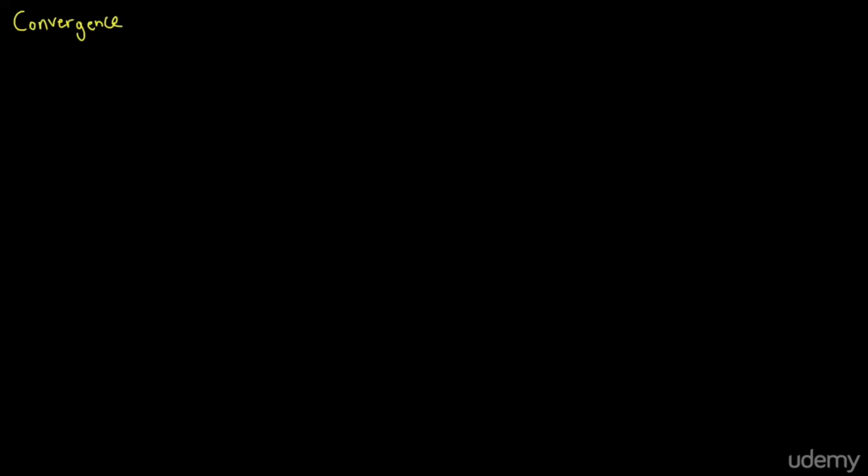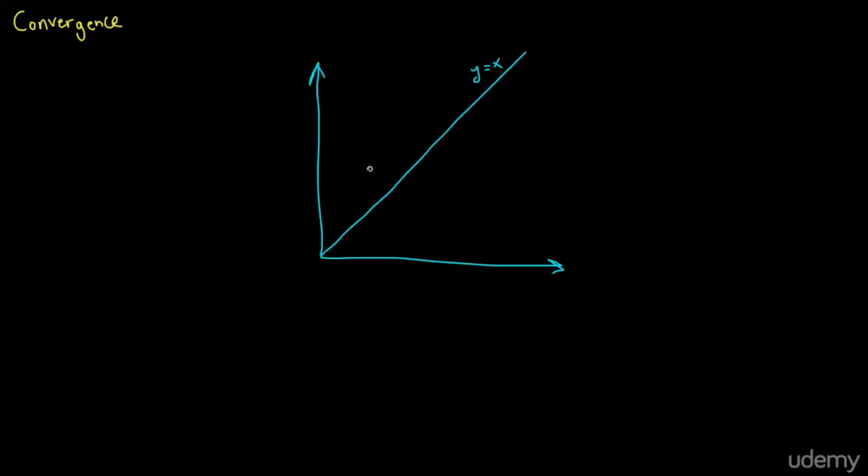In order to illustrate convergence, we're going to look at a very simple example. I'm going to have two graphs plotted here. One of them is y equals x, the line going at a 45-degree angle, and the other is some function that we're interested in. I'll just call it f of x, so y equals f of x.